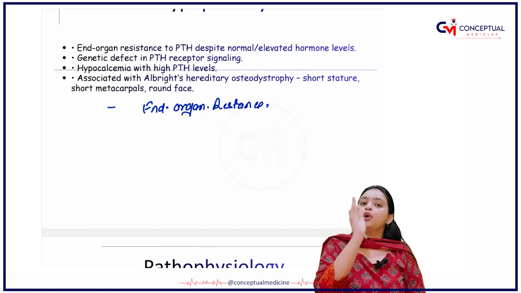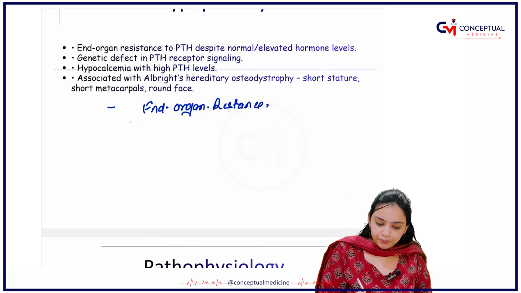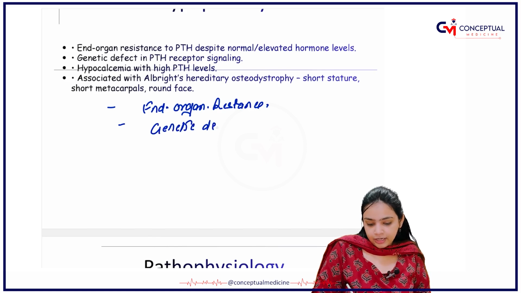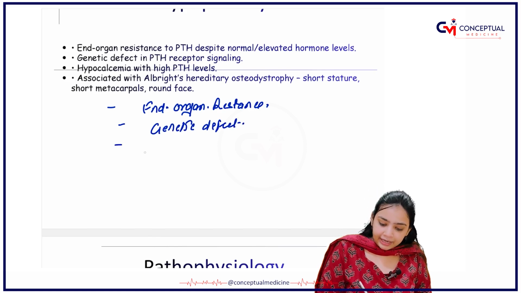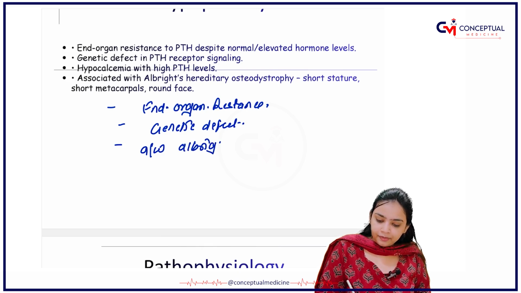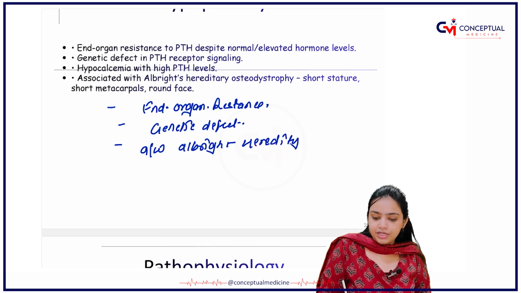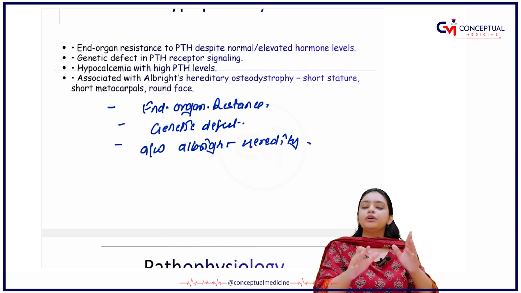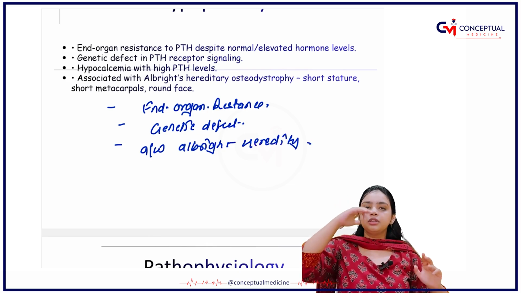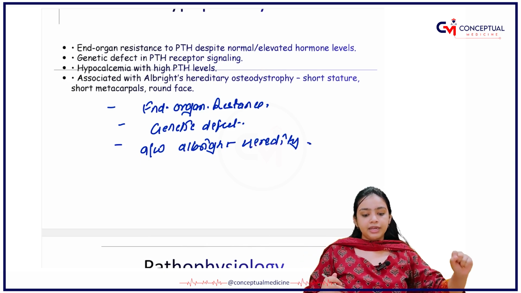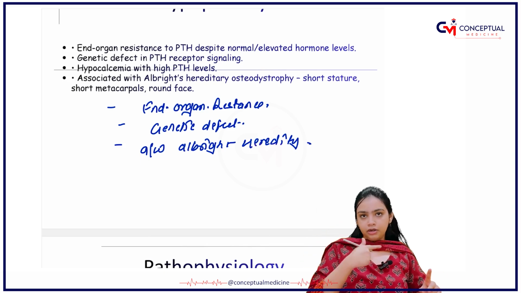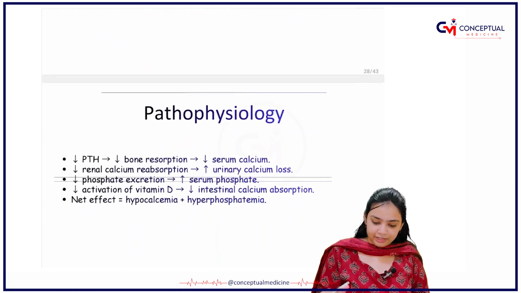To your parathyroid hormones, which leads to the genetic defect, and it is also associated with Albright hereditary syndrome. What happens in this syndrome is the patient has short stature, short metacarpals and a round face, just like my face.